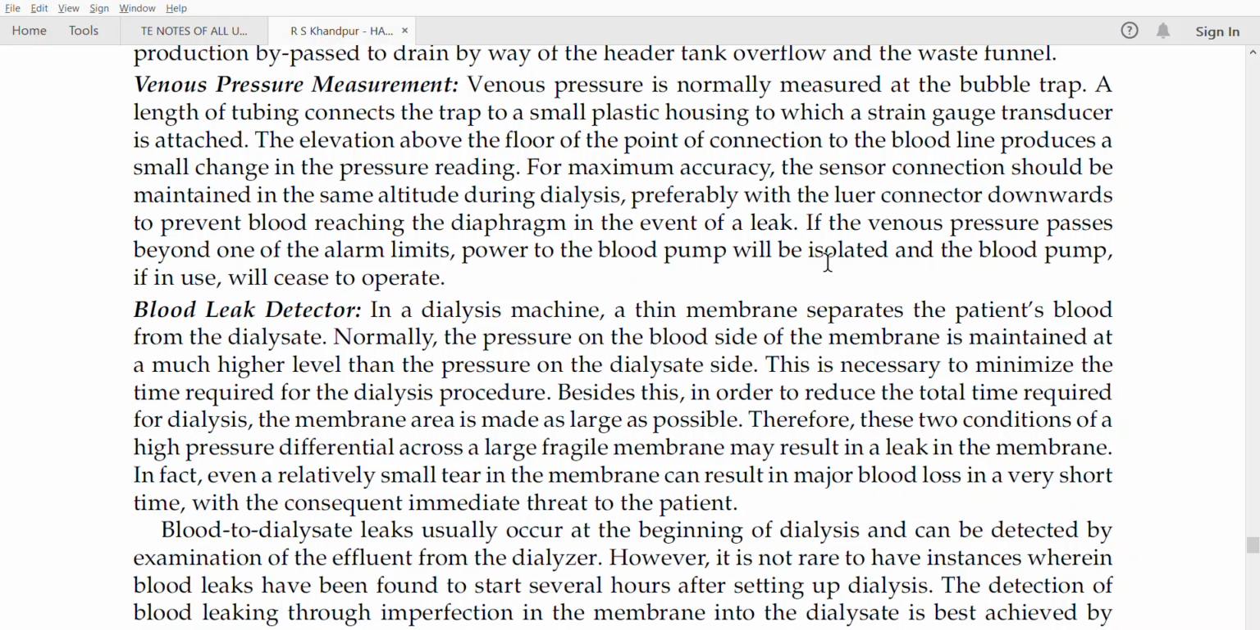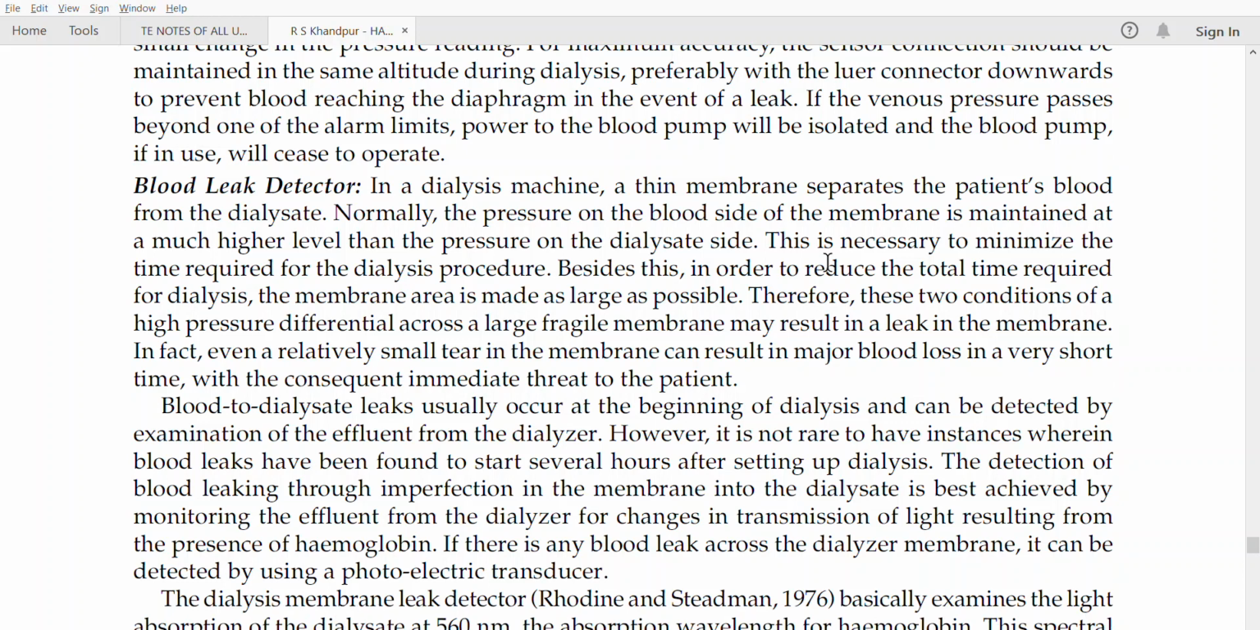Besides, in order to reduce the total time required for the dialysis, the membrane area is made large. So pressure is increased and area is large. Therefore, these two conditions, high pressure differential across the large fragile membrane, may result in the leakage of blood. In fact, even a relatively small tear in the membrane can result in a blood leak. So there is a detector that will basically avoid the blood leak.